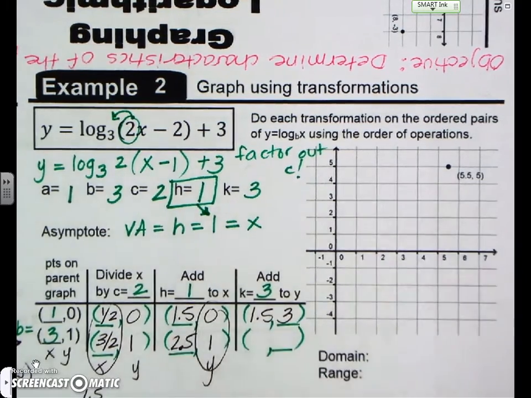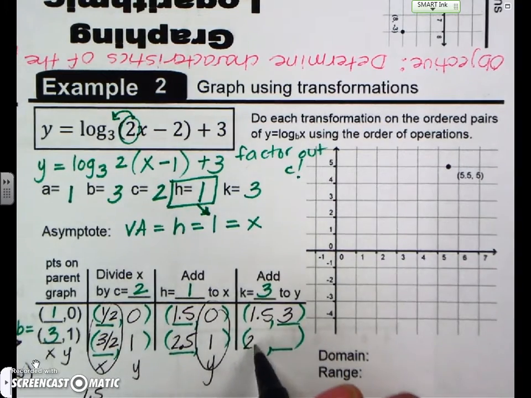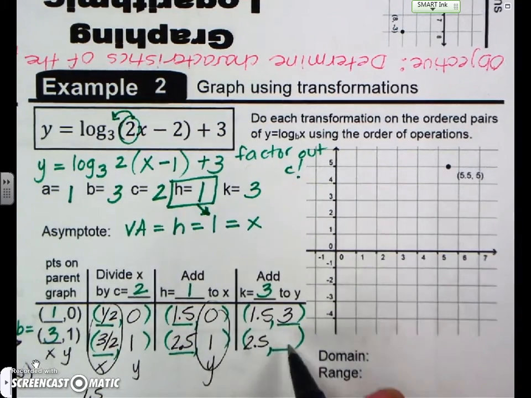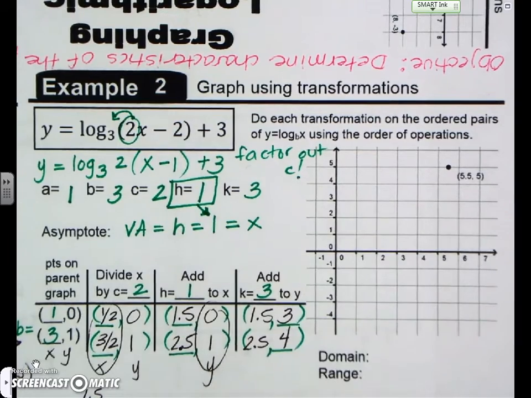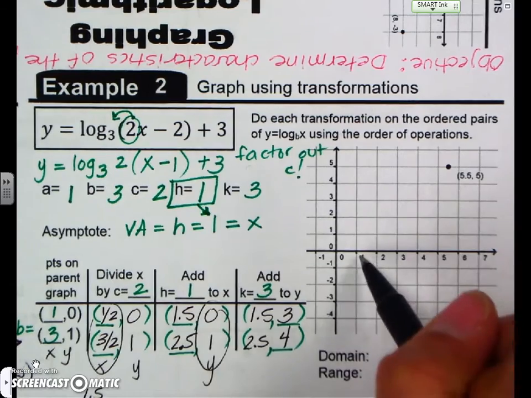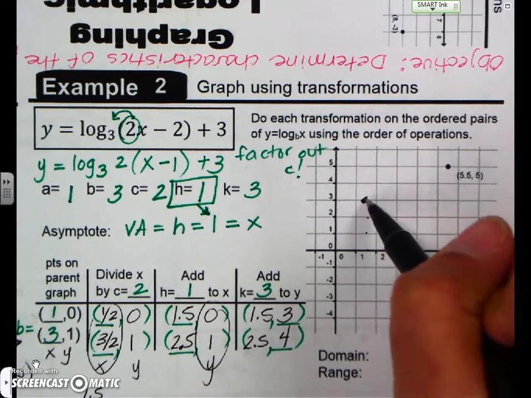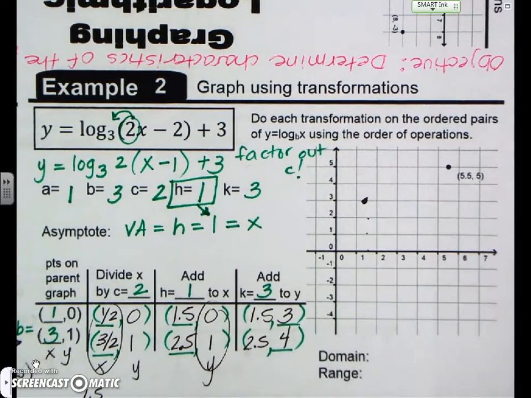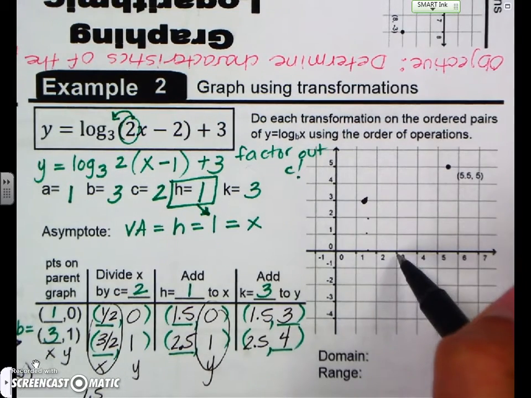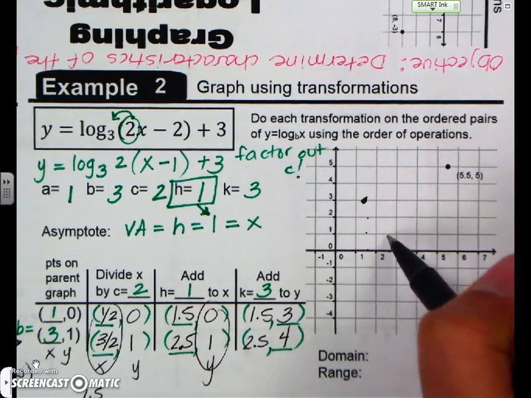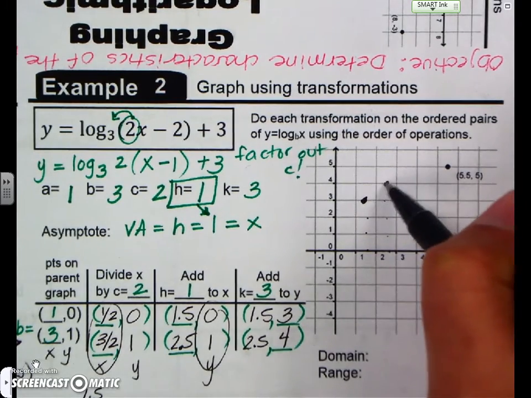So 2.5 and 1. 2.5 is going to stay the same, and I'm going to add 3 to my y value. 1 plus 3 is 4. So these are the points that I'm going to plot. 1.5, 3, so 1.5, and then I'm going to go up 1, 2, and 3. Then you go to the second point. It's 2.5, 4, so you're going to go over to the right 2.5 and up 1, 2, 3, and 4.